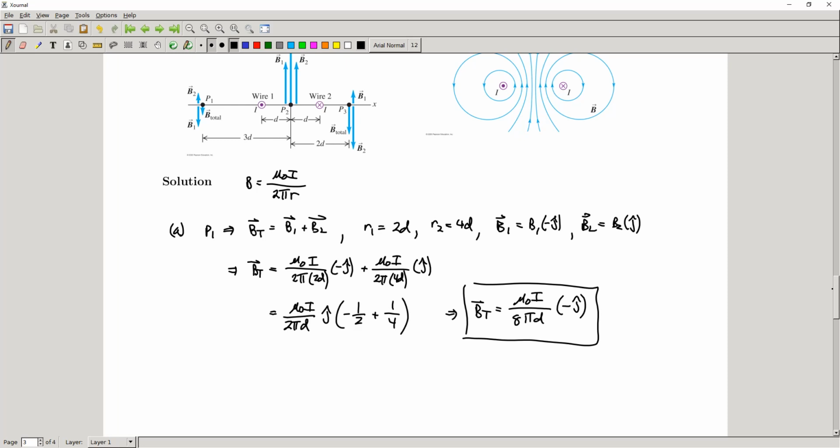I'm unfortunately going to have to scroll down, so we're not going to see the diagram anymore, but at point P2, it's halfway between wire 1 and wire 2, so when we're looking at this, R1 and R2 will both be D.